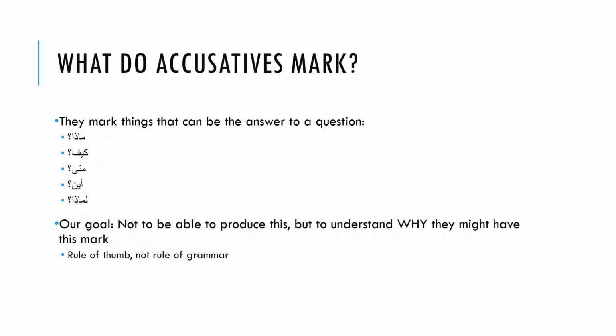Oh, this has that tanwin fatha, and I can even tell you why, right? The best rule of thumb that we've come up with for just explaining this rule in general is that things that have a tanwin fatha on them usually answer one of these questions: madha, kaifa, meta, aina, or limadha. The last two, aina and limadha, are either complicated or don't come up very often, or both. In reality, it's both. So what we're going to focus on here is looking at how sometimes the words with tanwin fatha will answer madha, sometimes how they answer kaifa, and sometimes how they answer meta.